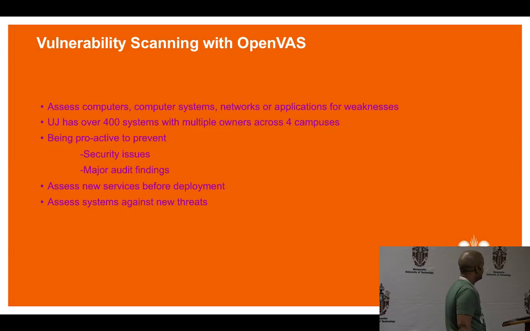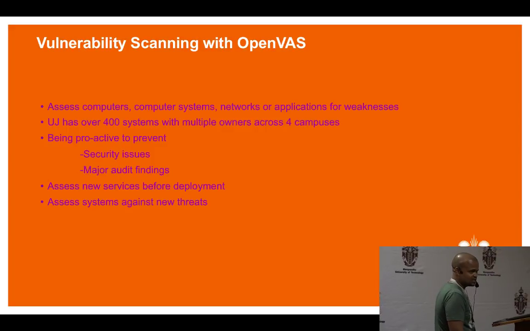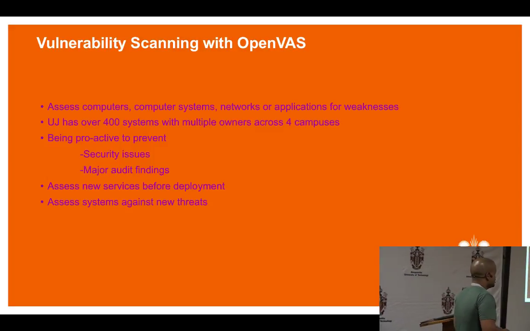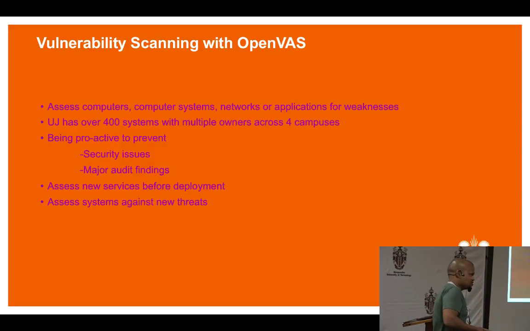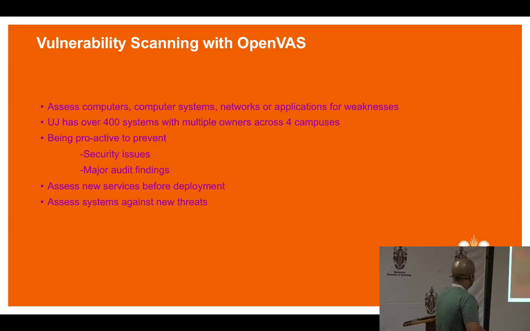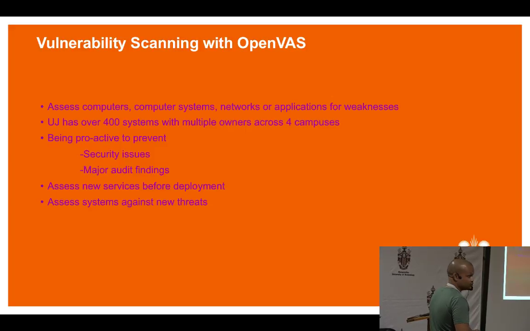To start off with, we use a system called OpenVAS. A lot of you may or may not be familiar with it, but it does enough for us to scan our systems before the auditors get there and give us hell about them. We can assess computer systems, network devices, applications. We're looking at over 400 systems, and we scan these at least once a week. This is just to be proactive, avoid security issues and major audit findings. We all love auditors, I'm sure, right?